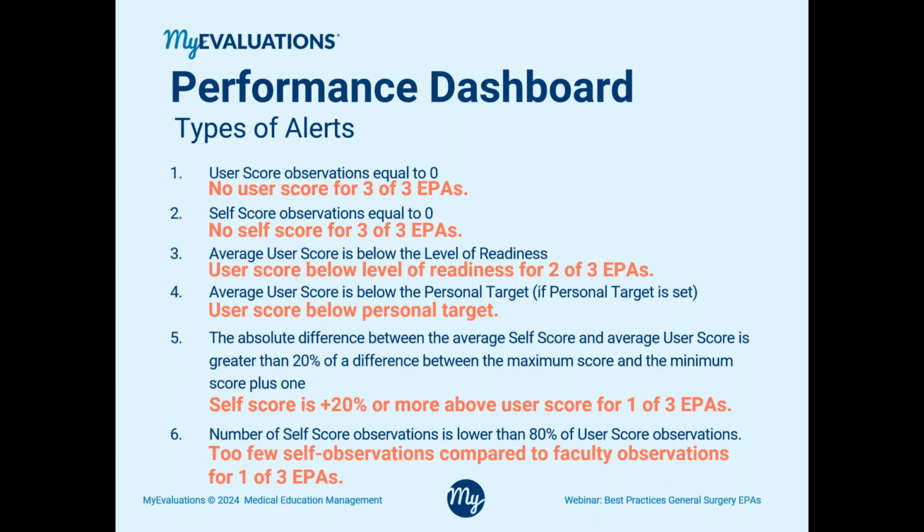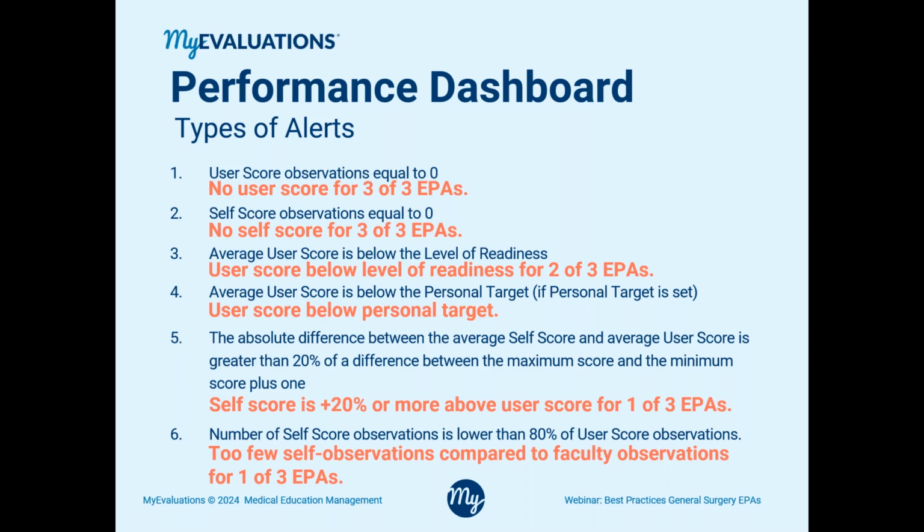Number 5 is based on the logic that if the absolute difference between the average self-score and the average user score is greater than 20% of the difference between the maximum score and the minimum score, then provide a warning. What does this mean? Well, the system says that the self-score is 20% or more above the user score in 1 of 3 EPAs.